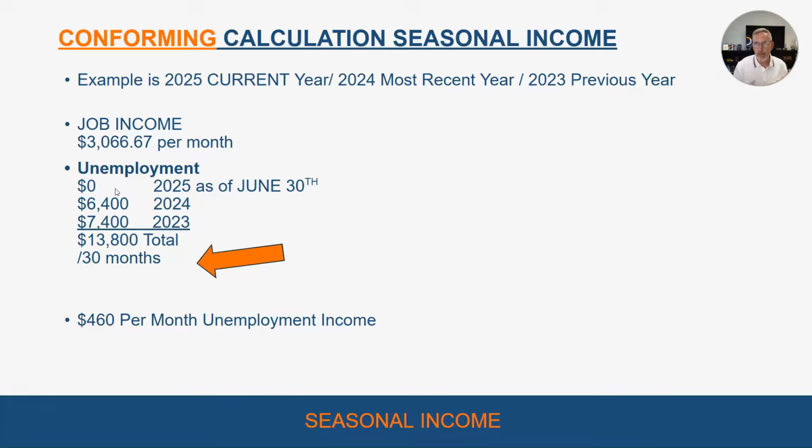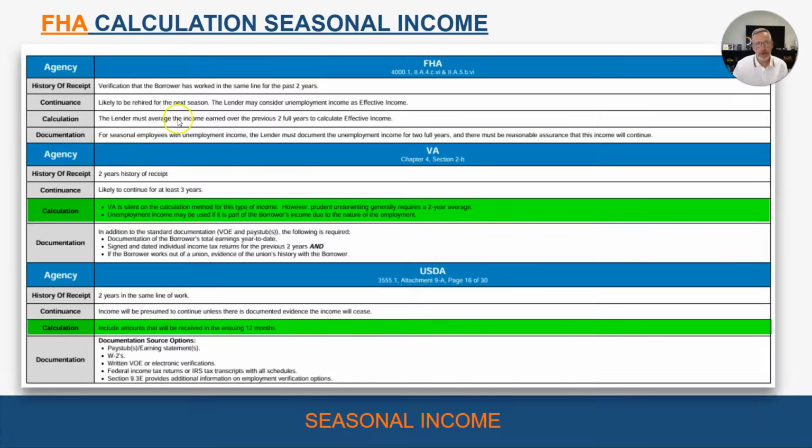You're guessing. It's not a best practice, right? So we don't want to be guessing when we don't have to. If the deal will work with 460 a month in unemployment and 3066 in income, let it ride like that. Don't push the envelope when you don't have to. So now that's how that all works out for a conforming borrower. But FHA, and I'll put the governments in one batch too.